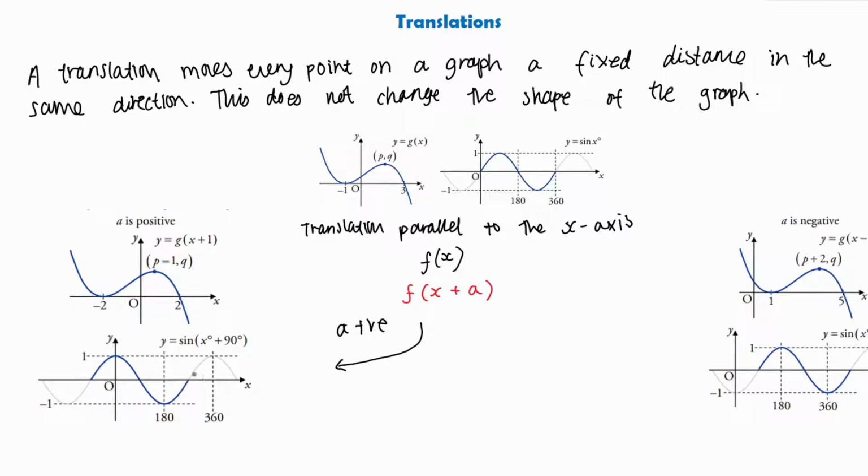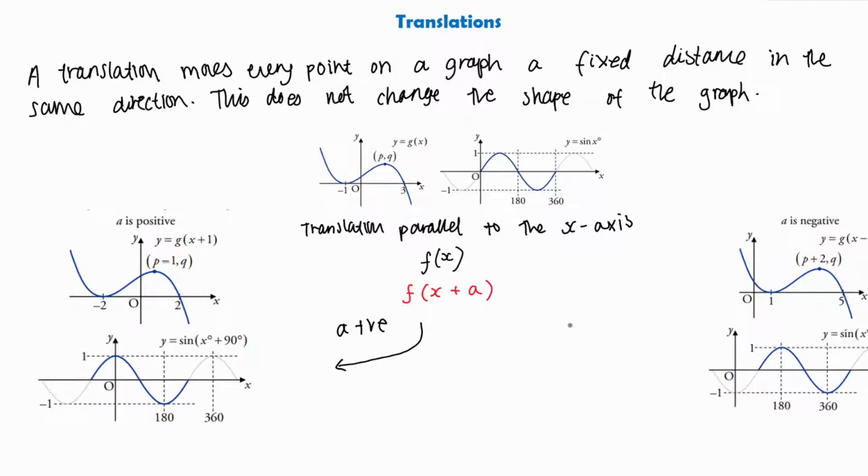And we can see here with sin(x + 90), because it's inside the brackets, the period is going to be shifted along the x-axis by 90 degrees to the left. So it previously started at 0, now starts at -90 degrees.